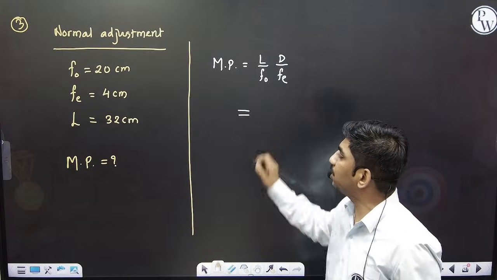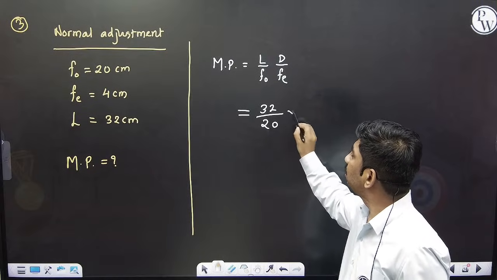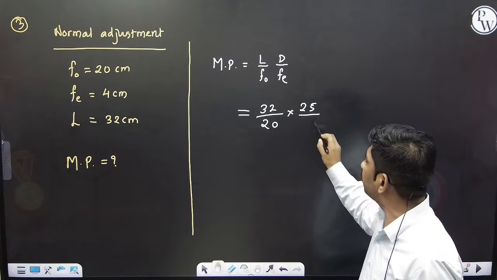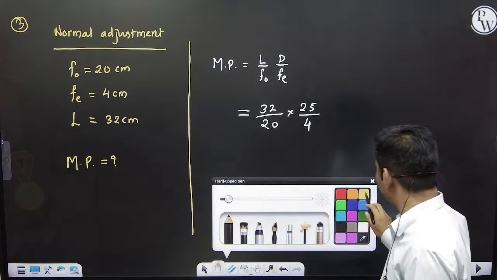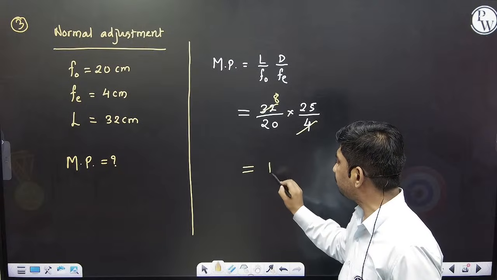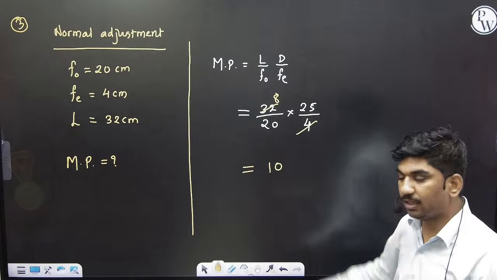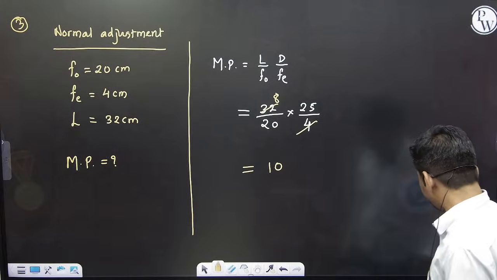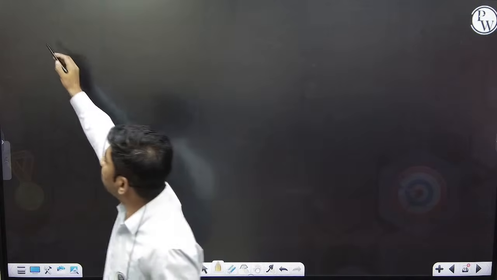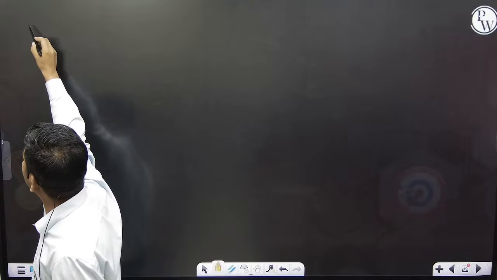So what are you going to put here? L is 32, FO is 20, D is 25, for normal people. Then FE is 4. So this is nothing but 4, 8, 220. We are going to get this as 10. If you have different data, maybe you will get a different answer, but the concept was this one. One more question they have asked was based on EMI, or let us say the magnetic field generated by the solenoid.